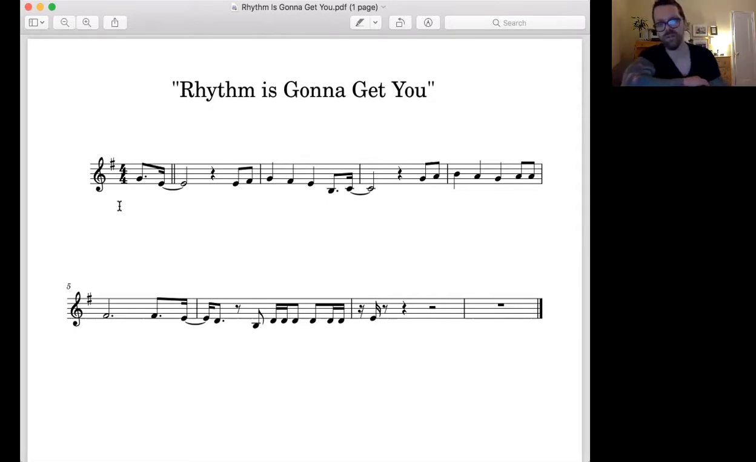1, 2, 3, 3, 1. That's the wrong key. There it is. 3, 3, 1. 1, 2, 3, 2, 1, 5, 6. So I can match up 5, 5, 6. All right, and take it even slower.